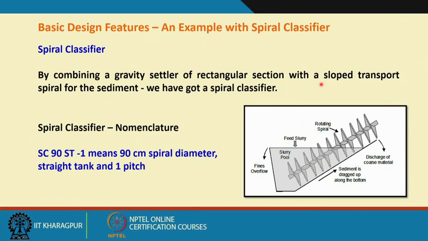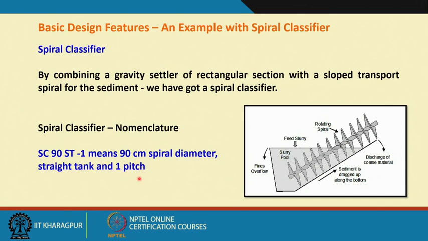Now, if you look at the basic design features of a spiral classifier, what are they? By combining a gravity settler of rectangular section with a sloped transport spiral for the sediment, we have a spiral classifier. So, it is apparently a very simple design. For the nomenclature, we normally use something like SC90 ST1. What is the meaning of this? Technical catalogs of spiral classifiers have this type of nomenclature.